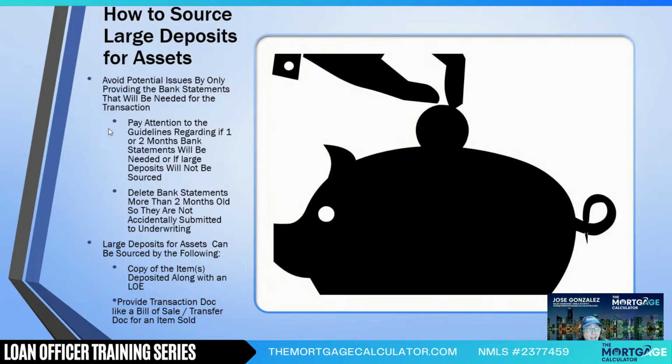Large deposits for assets, very similar, can be sourced by the following. Mainly, you're going to need a copy of the item that was deposited along with a letter of explanation, because all they're seeing is a deposit for $6,000, right? We don't know if that's cash. We don't know if that was a check payable to the borrower. We don't really know what that was, and the only way to find that out is to provide a copy of the item that was deposited.